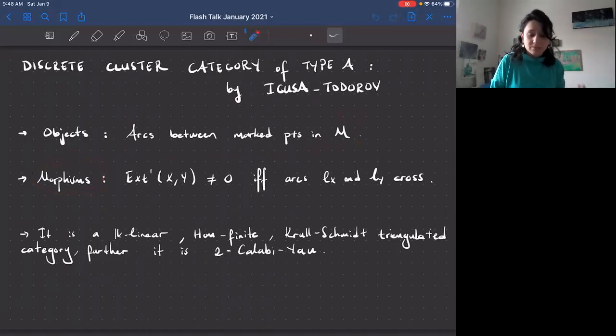Morphisms are determined as follows. Ext^1 of X and Y will be non-zero if the corresponding arcs cross. So if we have two objects X and Y, and the corresponding arcs are L_X and L_Y, if the arcs cross on the disk, we say that Ext^1 is non-zero. This is a very nice category. It is K-linear, Hom-finite, Krull-Schmidt, triangulated. Further, it is topological, which we usually search for if you're doing cluster combinatorics and cluster categories.